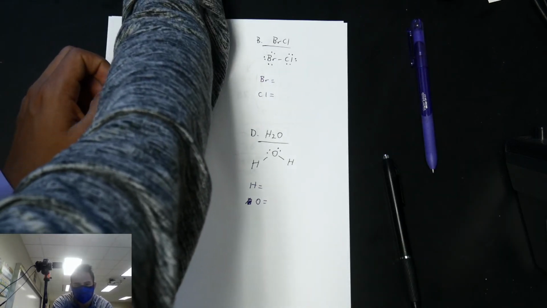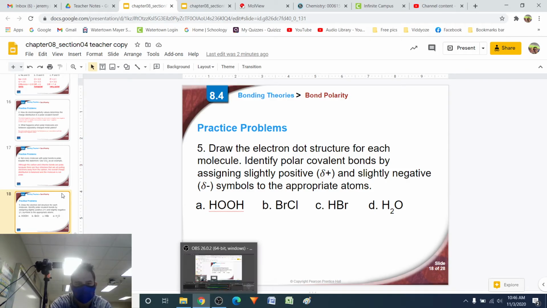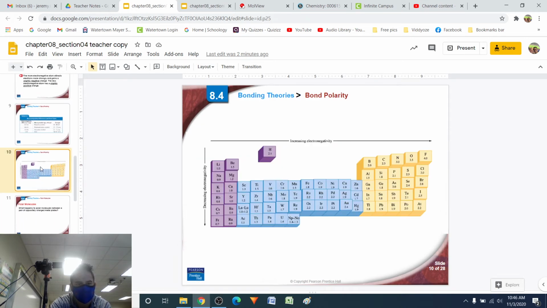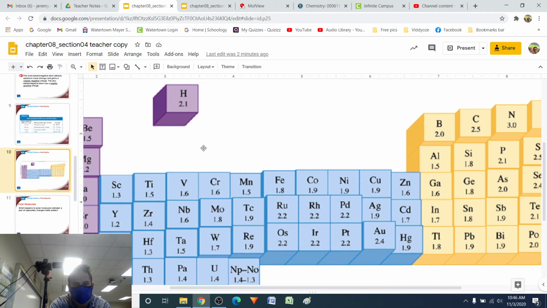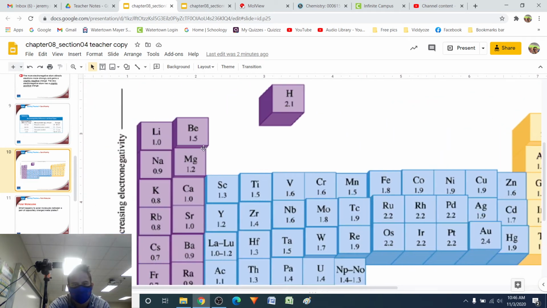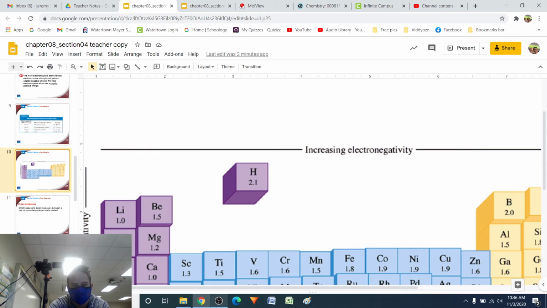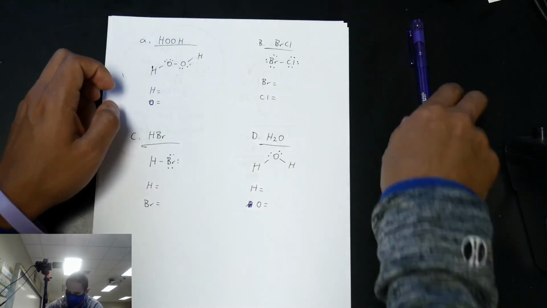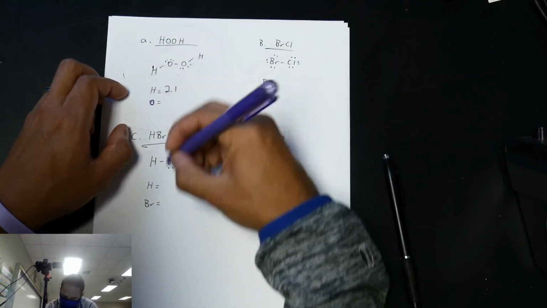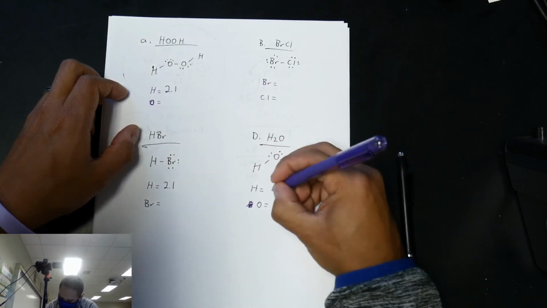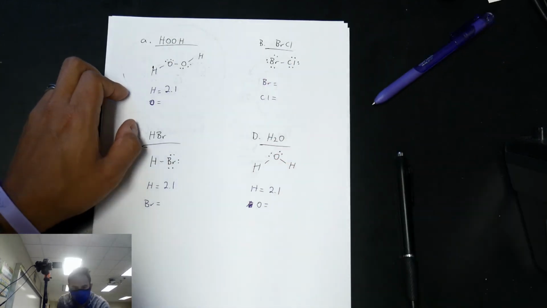We're going to need to use our notes and look at our chart. So let's go back up to here. Let's zoom in so we can read it better. Okay, so hydrogen's over here. So hydrogen has a value of 2.1. Okay, so we're going to write 2.1 for our hydrogens. So 2.1, this is 2.1, 2.1, and 2.1.